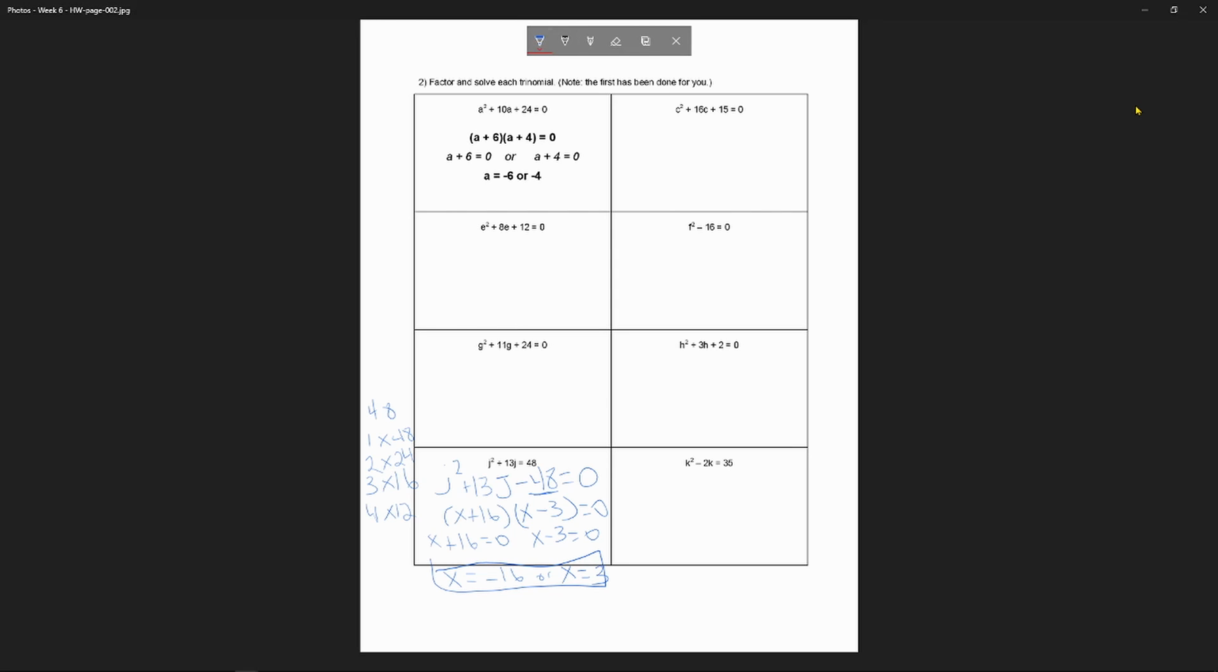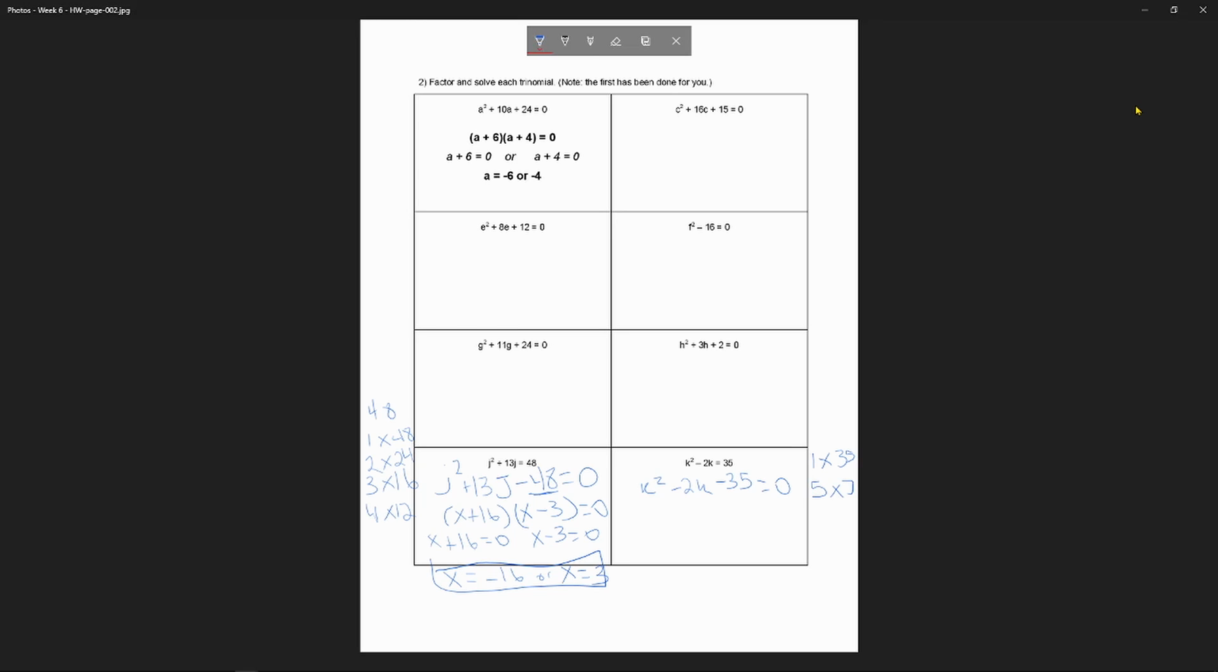So this next one is pretty similar. First we're going to move this 35 over. So we have k squared minus 2k minus 35 equals 0. So again, we're finding the factors that will multiply to negative 35, but add up to negative 2. So again, you can list the factors. This would be 1 times 35, or we have 5 times 7.